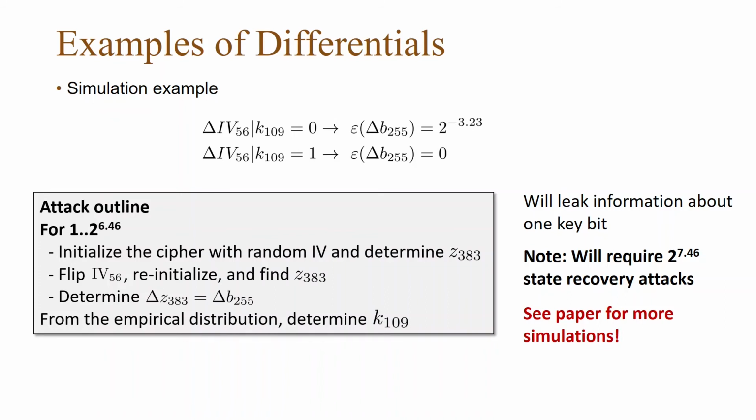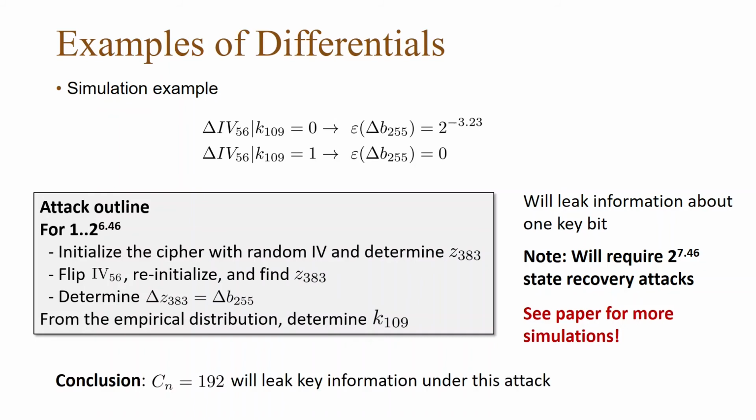It is clear here that this will leak information about one key bit, and it is also clear that we will require 2 to the 7.46 state recovery attacks, because for each sample we need to do 2 different state recovery attacks. We have more simulations with more biases in the paper, so we refer to that for more details.